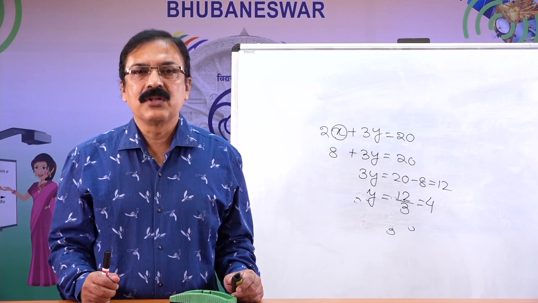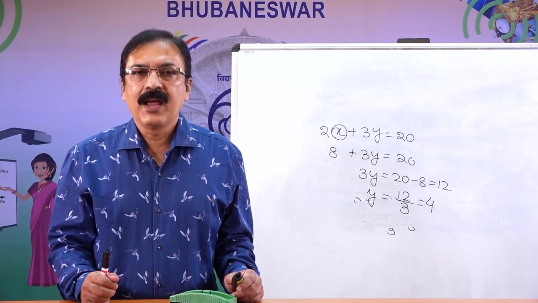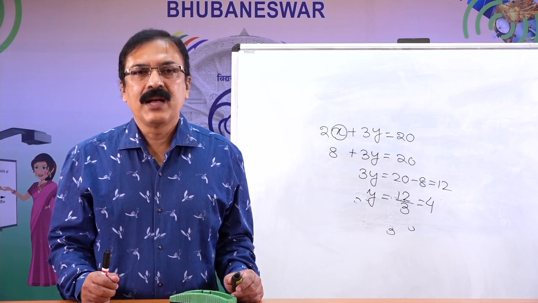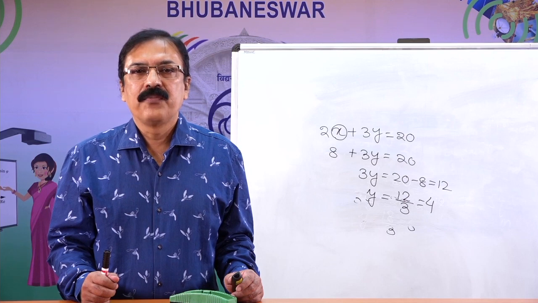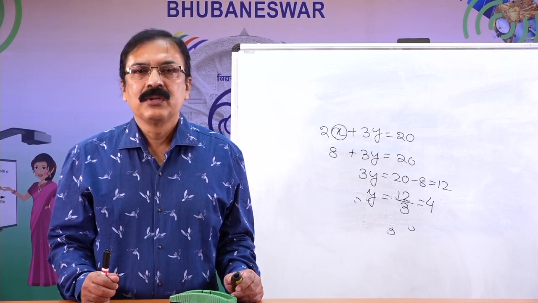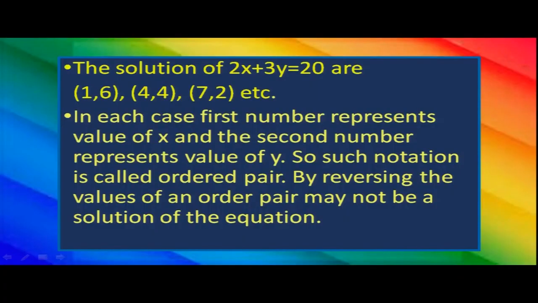Here another solution is also given. You can verify. If we put the value of x as 7, the first term becomes 14, and if we put the value of y as 2, then the second term becomes 6. So 14 plus 6 gives 20. So (7, 2) is also another solution.